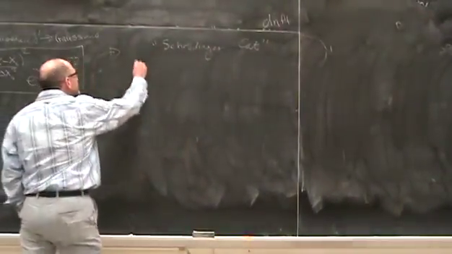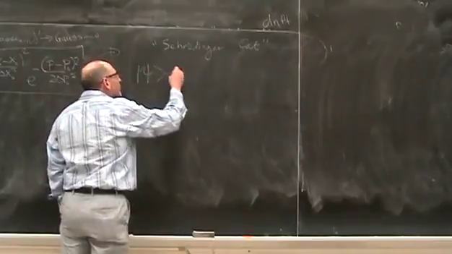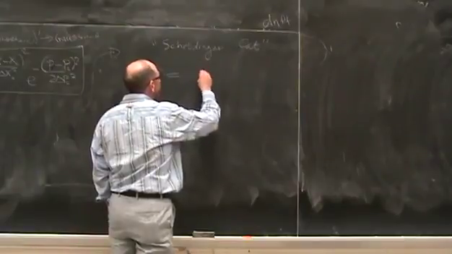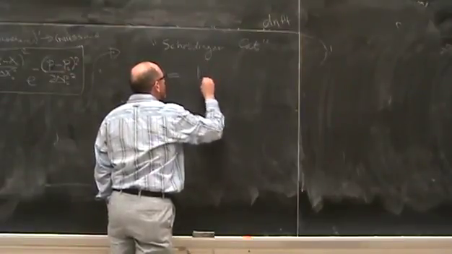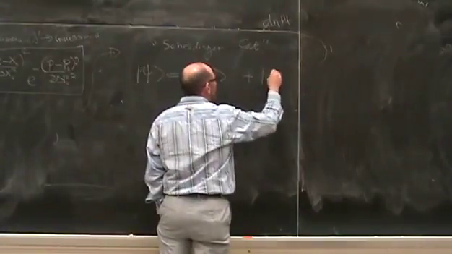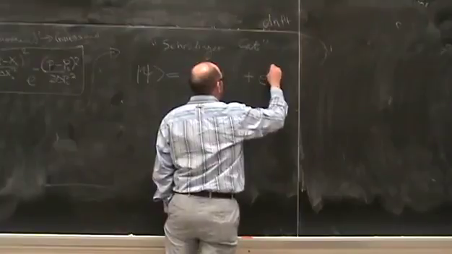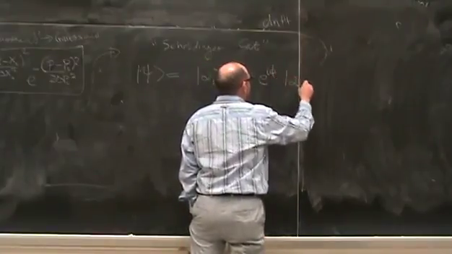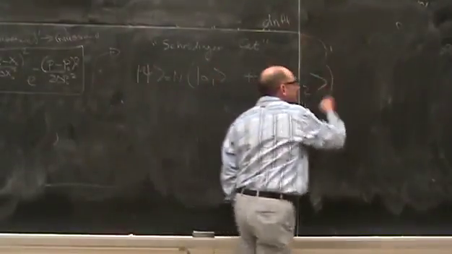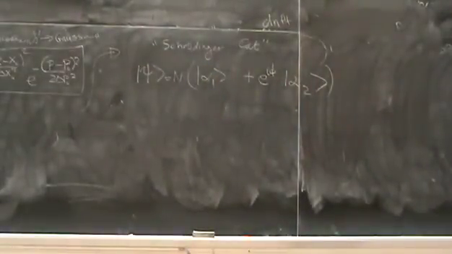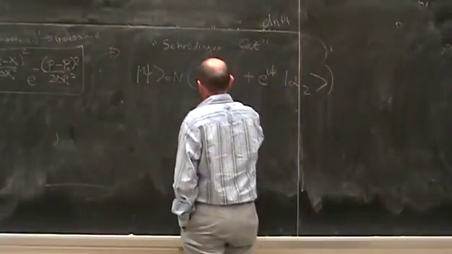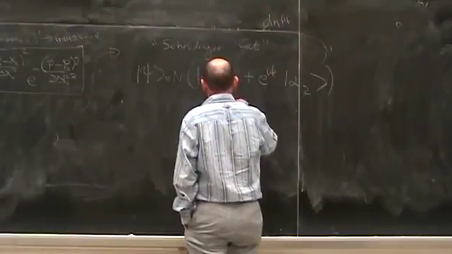One state is to say, let's imagine I have a state which is some kind of superposition of coherent states. Say it's an equal superposition with some phase, and then there's some normalization constant out front. Okay? So this is a superposition of coherent states.